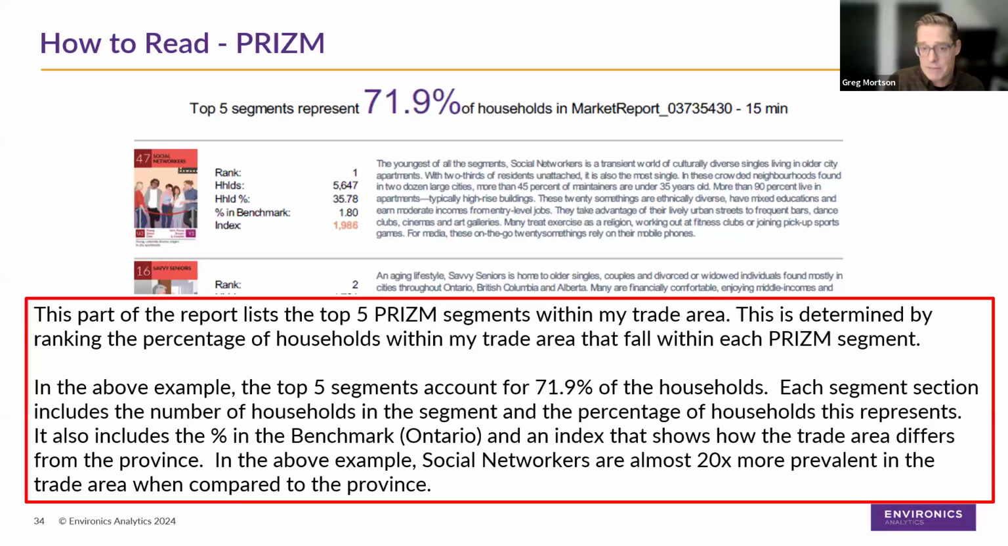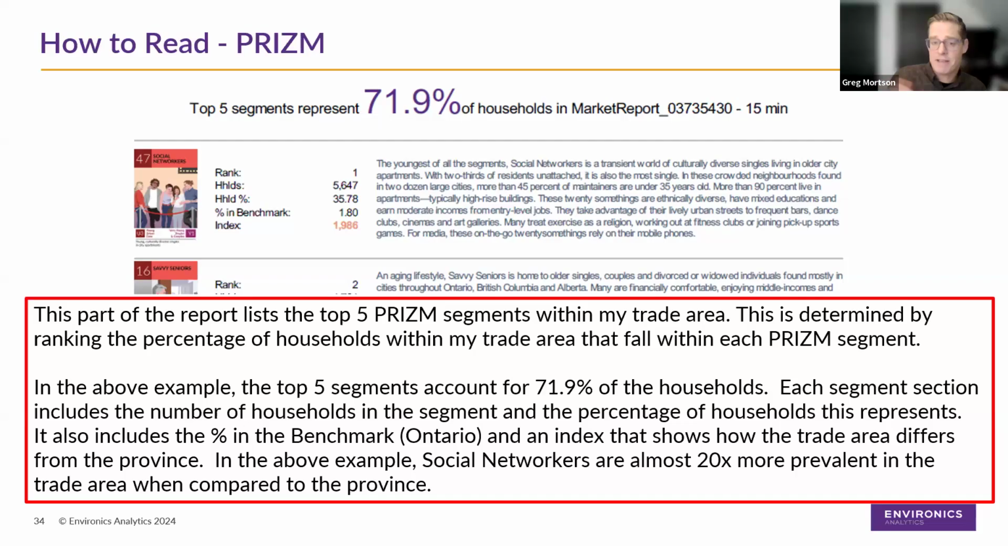things like exercise, right? Behaviors. So many of these folks treat exercise as religion, working out at a fitness club or joining pickup sports games. For media, these on-the-go 20-somethings rely on their mobile phone. So you're getting a lot of information that is data driven about the people who live in your area.